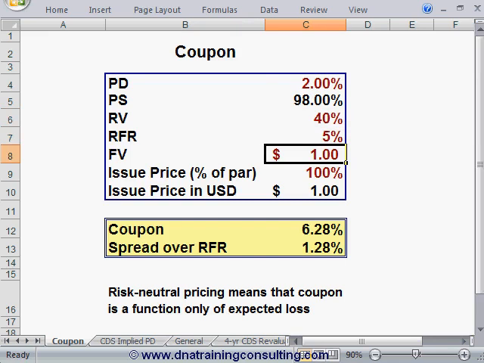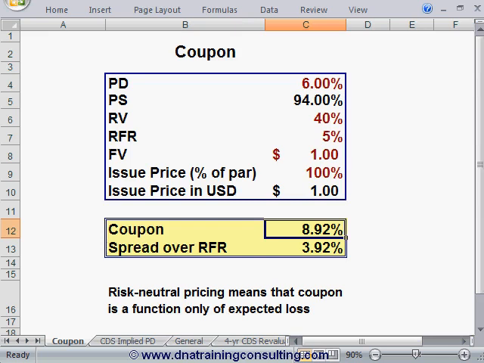Of course, the default probability is also expressed as a percentage, and we know that this number was given as 6%. The worksheet then calculates the coupon as a percentage of par, appearing here in cell C12 as the 8.92% that we had calculated previously.